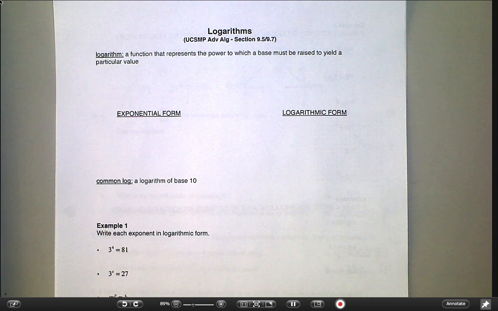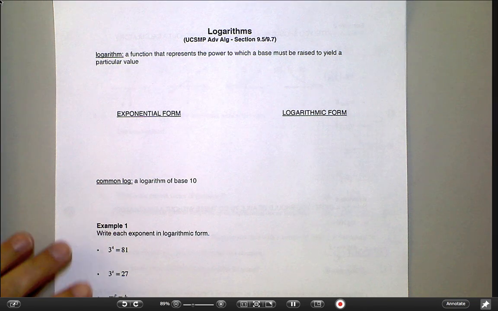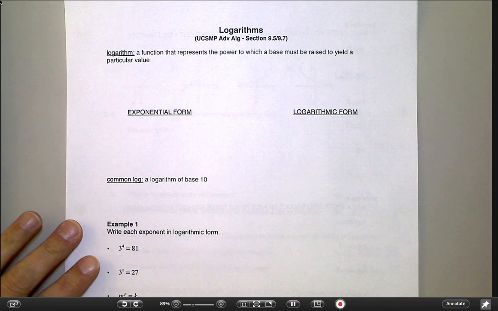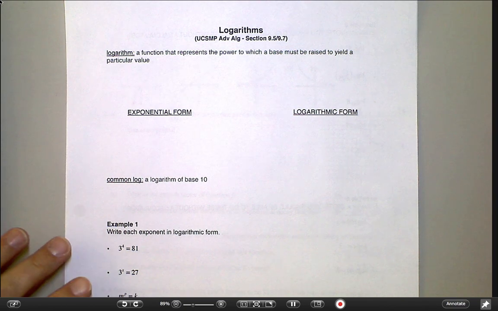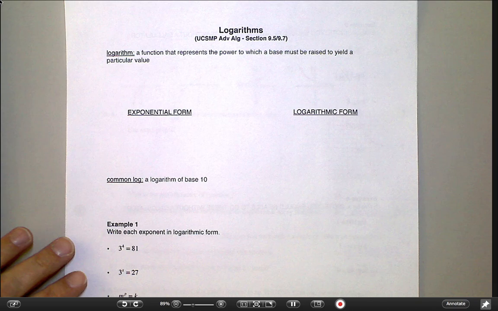This is a hard one for me to describe in words. I tried to reword the textbook definition, because sometimes I think those are complicated, but even that I don't feel is super useful. So let me just show you what a logarithm does. A logarithm is another way of rewriting an exponent or an exponential function.